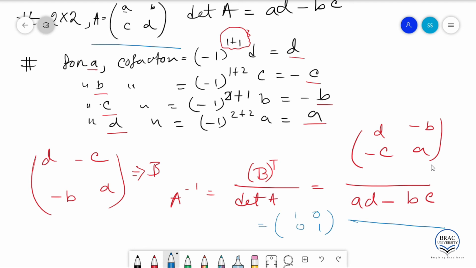So this is how we can determine the inverse of a matrix using this method. And this will work for any square matrix, because the determinant is only defined for square matrices. So that's why the inverse is also defined only for square matrices.